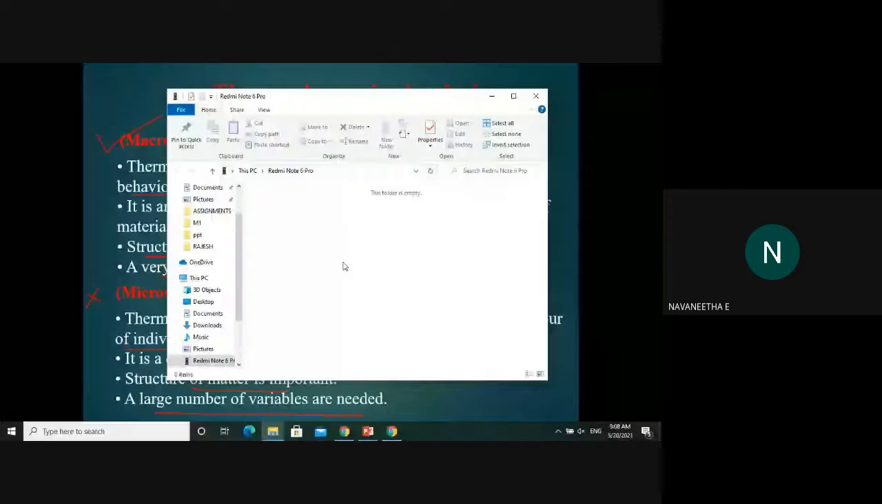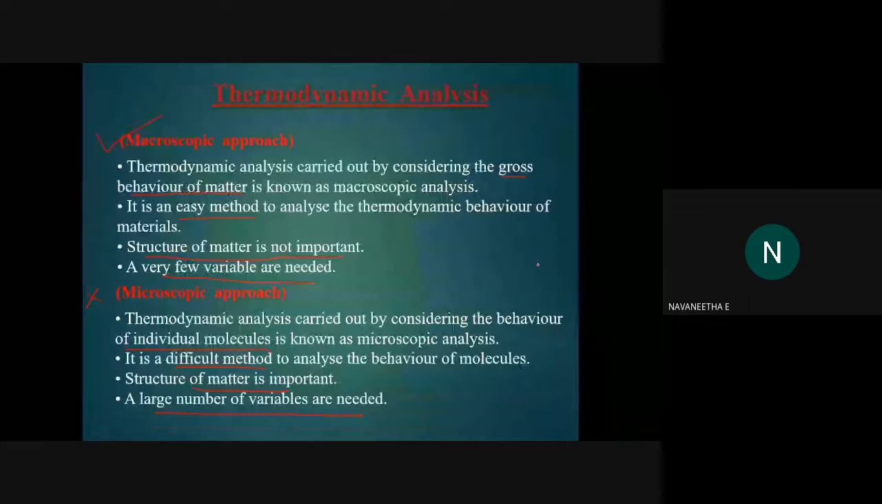Macroscopic and microscopic approach. Okay, is it clear? Yes. Okay, can we move to the next slide?